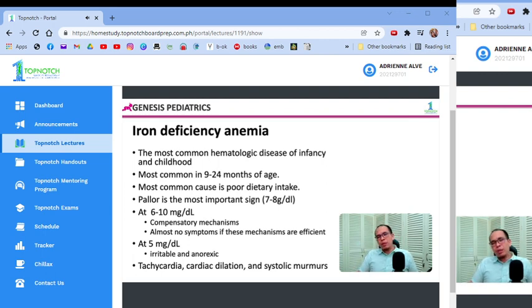So 7 to 8, and at around 5, that's when irritability and anorexia come in, okay? And the complications of IDA would be cardiac dilatation, tachycardia, and systolic murmurs, okay? So you have to watch out for that because we've seen several cases of patients whose IDA was not corrected, was neglected, and these patients go into cardiac failure, okay?